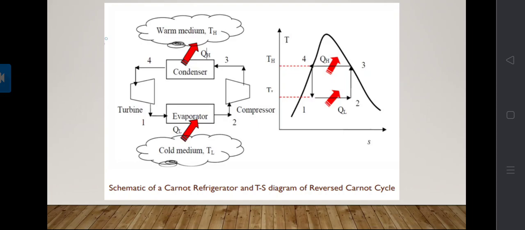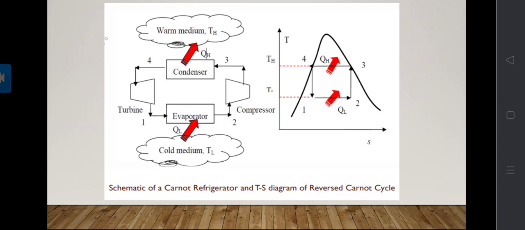Here again in this schematic diagram, in the TS diagram, we can see the reverse Carnot cycle process. Again the same is explained here: 1 to 2 is the evaporator, 2 to 3 is the compression process, 3 to 4 is the heat rejection process, and 4 to 1 is the expansion process. And in the TS diagram we can see all these processes, 1 to 2, 2 to 3, 3 to 4 and 4 to 1 again.